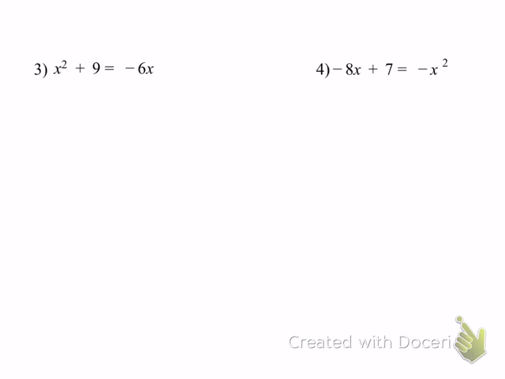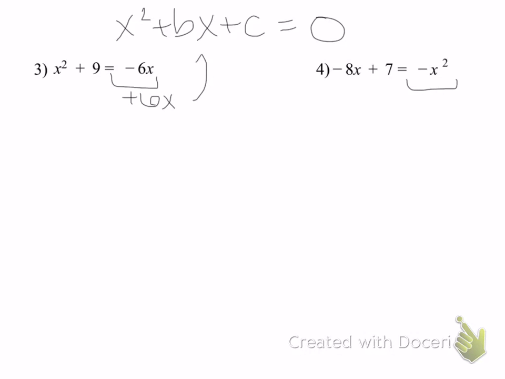Let's go ahead and try 3 and 4. Again, we want our equation to be x squared plus bx plus c equals 0, and these don't equal 0, so let's get them to. If I have a negative 6x, I have to do the opposite, which is adding 6x. And remember, I want my x term to be in the middle. So I've got x squared plus 6x plus 9 equals 0.